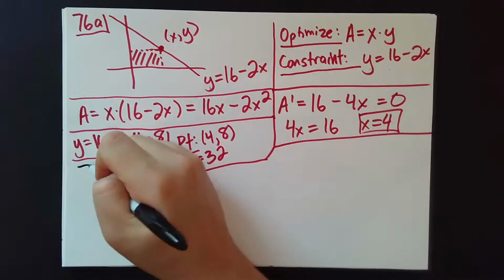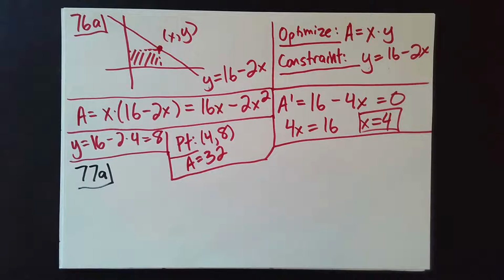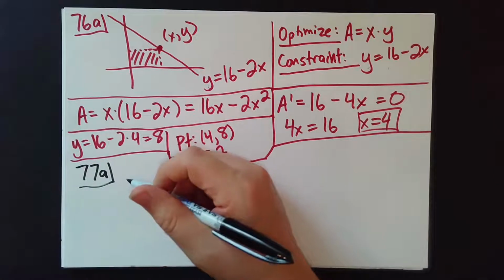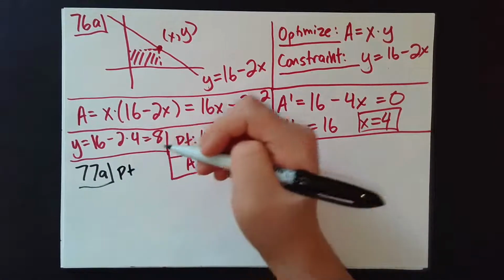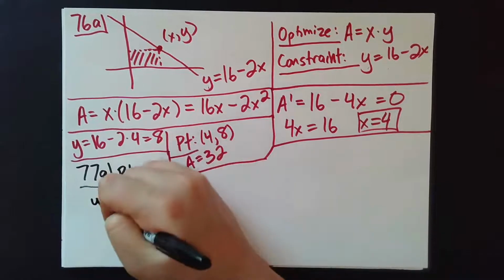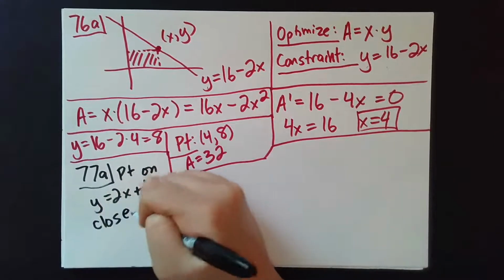And last up on the list of questions that people submitted, we have 77A. So I think I'll have done almost one of each, actually. Maybe literally one of each, actually. 77A. So here, this asks, what point on the graph of y equals 2x plus 1 is closest to the point 4, 4?